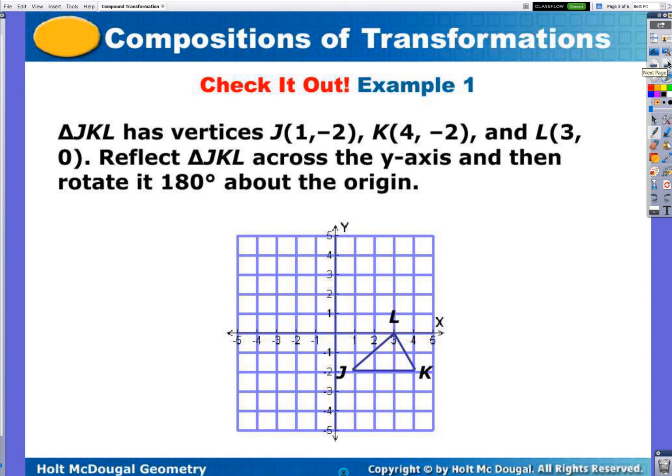JKL, which is hard to see because it's in blue. Here, I'll make that one in red so you see it better. They give us those vertices, and they want us to reflect across the y-axis. And that's the same thing, we're just doing it backwards. They're doing the y reflection first. Should that even make a difference?